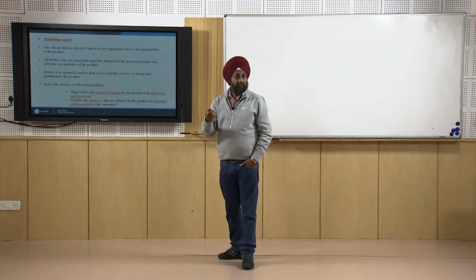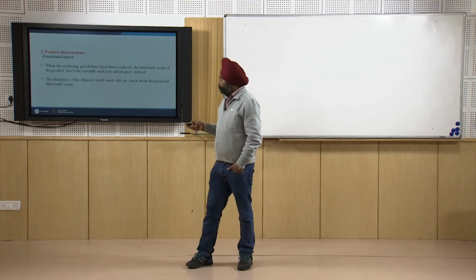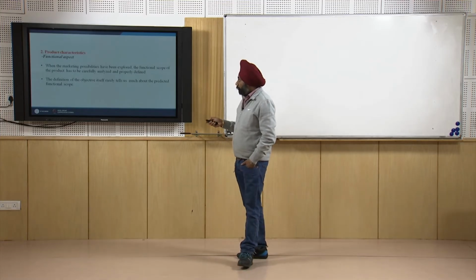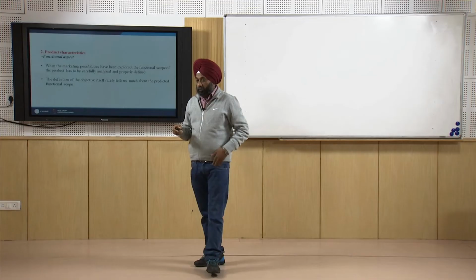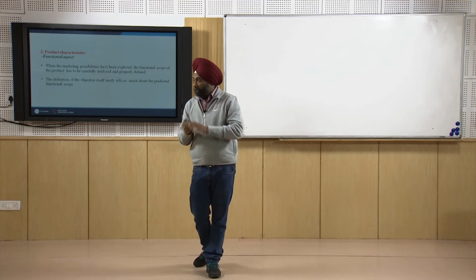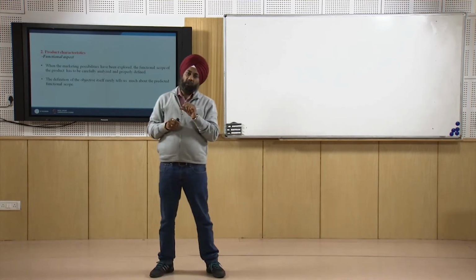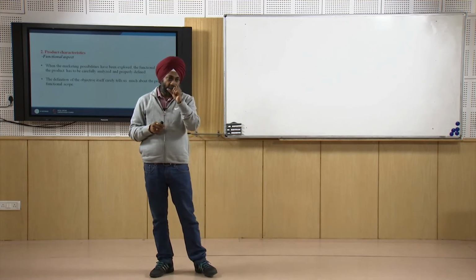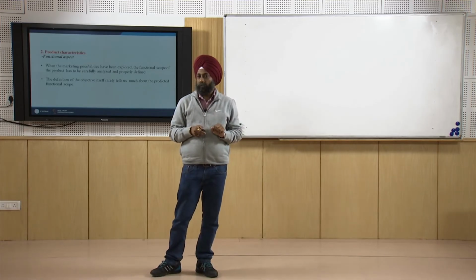So what was the second aspect that is most important? That is the product characteristics. From the product characteristics point of view, first are the functional aspects of the product. That is, when the marketing possibilities have been explored, the functional scope of the product has to be carefully analyzed and properly defined. I am not going to delve too much into the functional aspect, because we have one complete week on value engineering, and in that value engineering part we will focus majorly on the functional aspect of the product design.